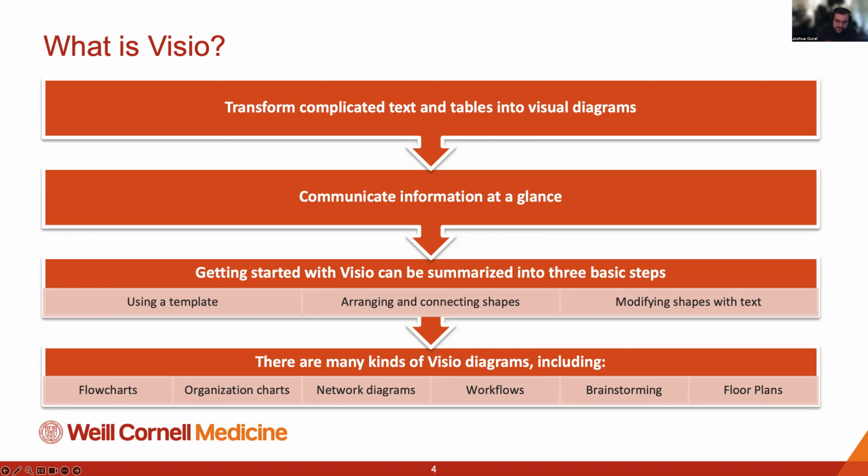Second, arranging and connecting shapes. It's as simple as that, really. You drag and drop items around, give it some connectors, which we'll show here in a second, to show how items are related. And then finally, modifying those shapes with text. So you have all your shapes organized in the way that makes sense. Then you can add text to that, change the font, change the color, all of that fun stuff. And there's many kinds of Visio diagrams, as you can see here, including flowcharts, org charts, network diagrams, etc. The possibilities are really endless.